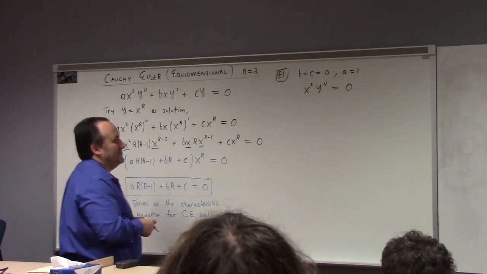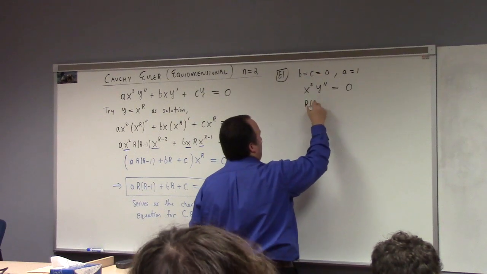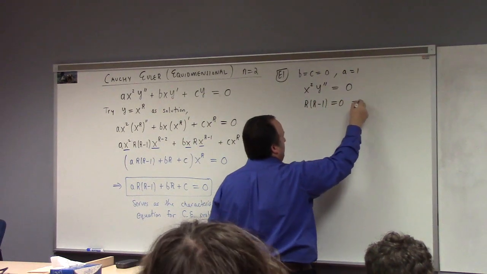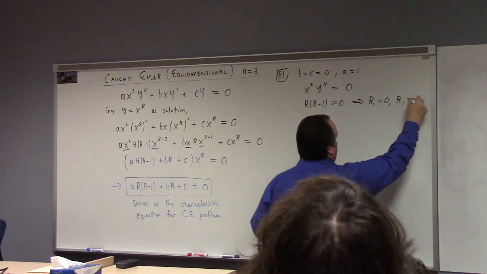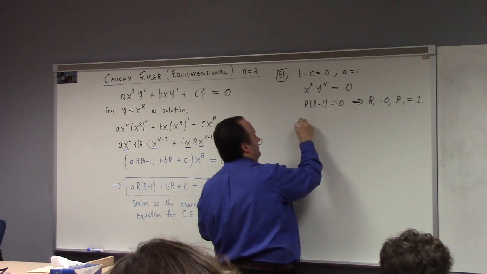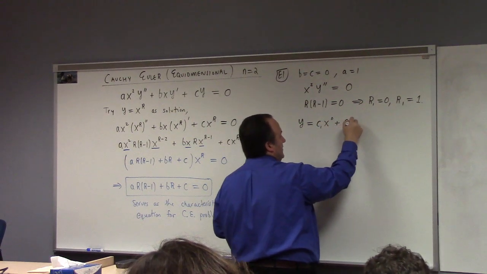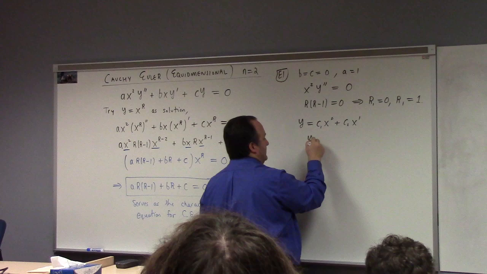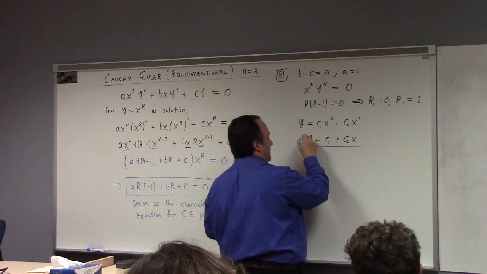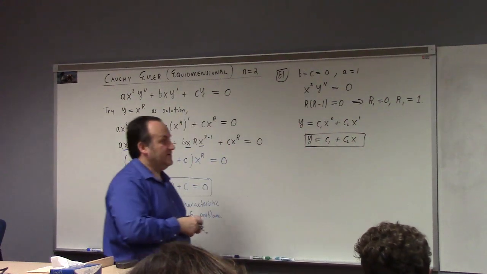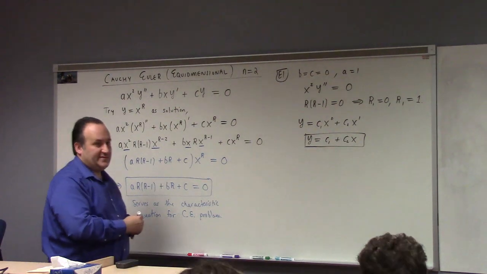It's kind of silly, because my equation becomes r times r minus 1 equals 0, which tells me r1 equals 0, r2 equals 1. So y is equal to c1 x to the 0 plus c2 x to the 1. In other words, y is equal to c1 plus c2 x. Now this is hardly surprising, is it? I hope this isn't surprising. How could you have also solved this equation? This should be very unsurprising, right?